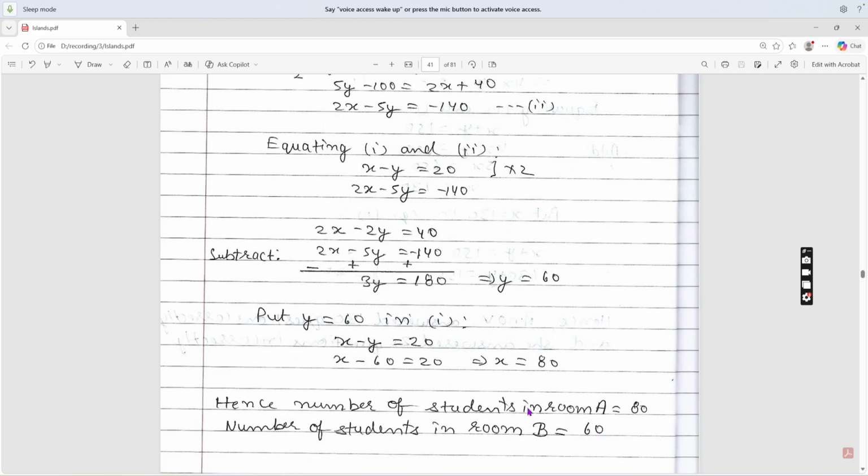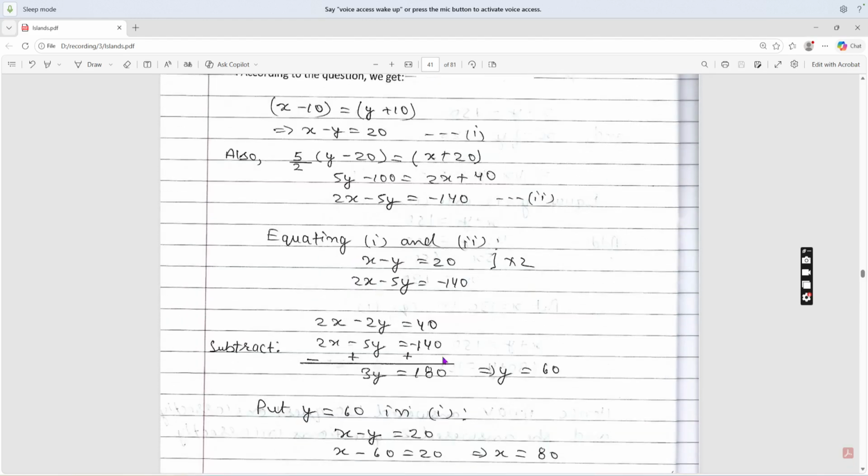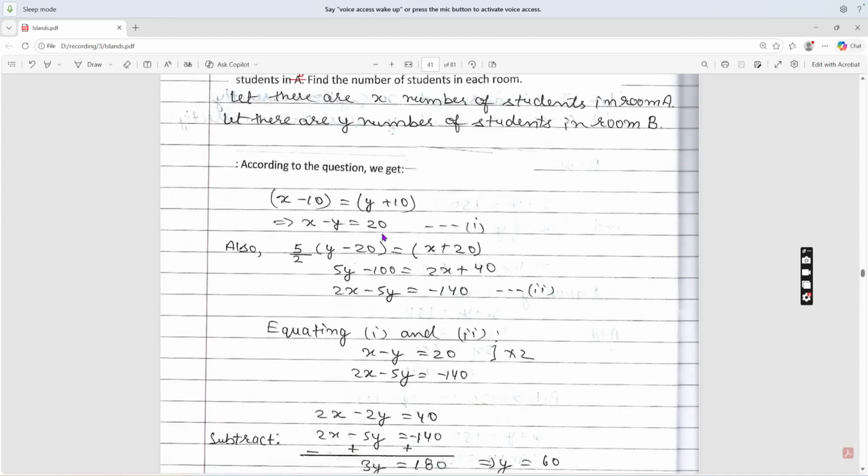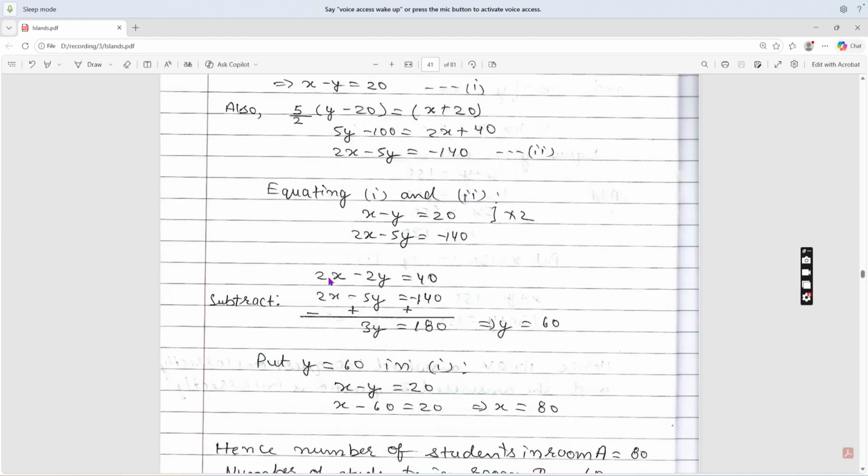And one more fun thing we can see. Now if we subtract 10 from 80, we are getting 70. If we add 10 in 60, we are getting 70, which is equal. So our first condition is fulfilled.